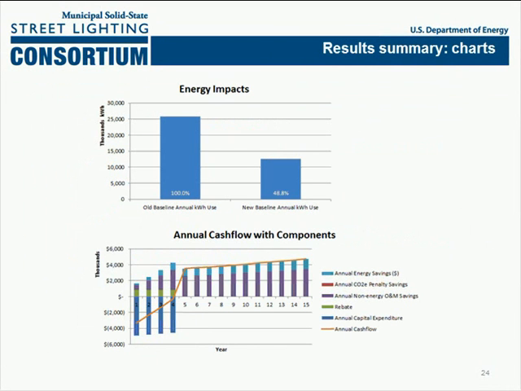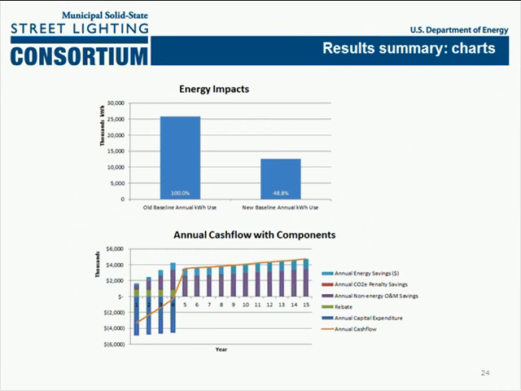Okay, moving on to charts. The results summary also provides 3 charts. Here are two example charts, and for this particular project, you can see on the energy impacts chart that the installation of the LEDs resulted in energy savings of just over 50%. The new baseline annual kilowatt-hour use is just under 50% of the baseline.